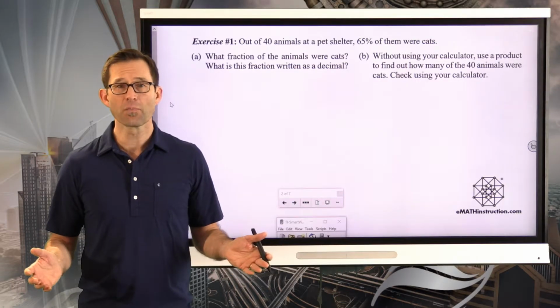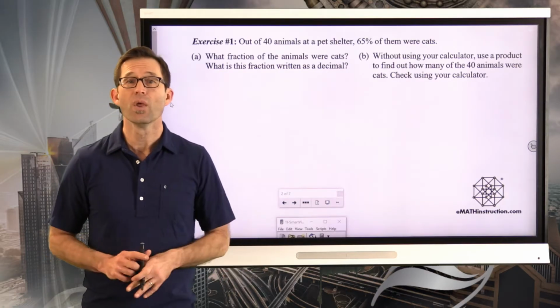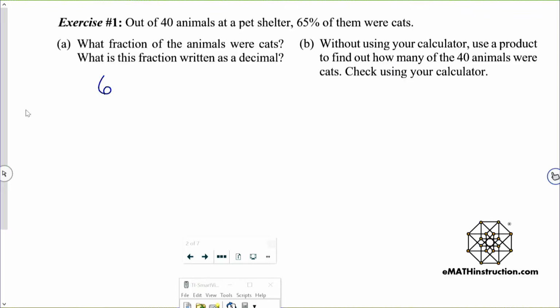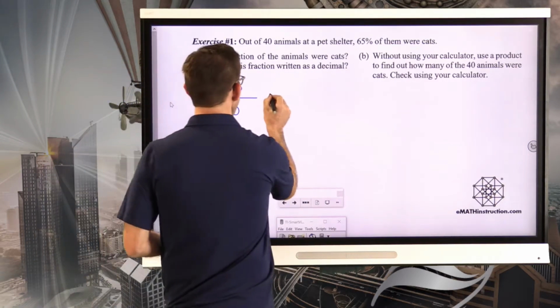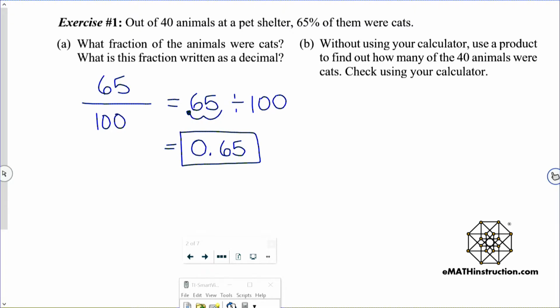All right, so in the first part of this problem, we really don't need our calculators at all. So what fraction of the animals were cats? Well, this is easy enough, right? We know that when we're given something like 65%, what that means is 65 100ths. Now, we've already talked about in the previous lesson that this is the same as 65 divided by 100, which means we could just move our decimal point 2 units to the left and get 0.65.